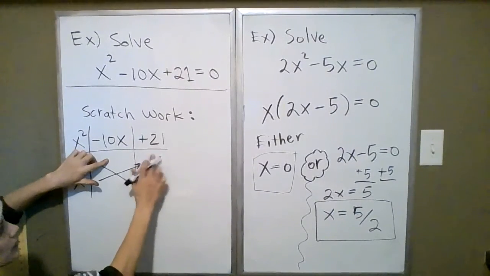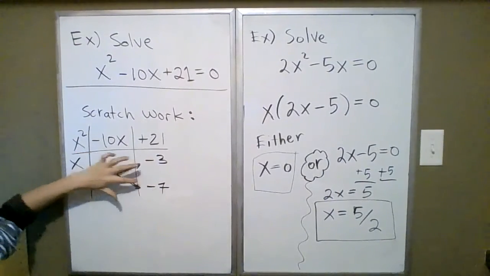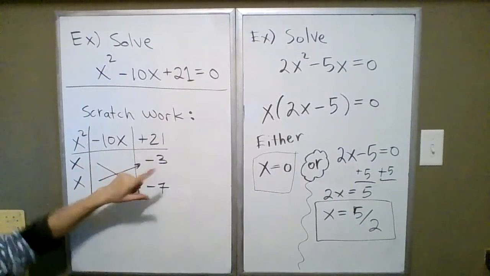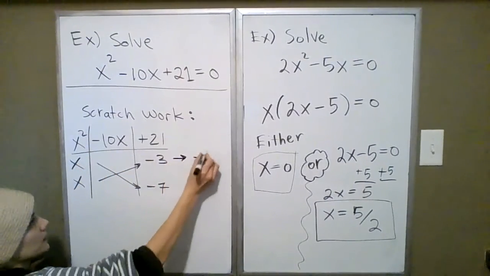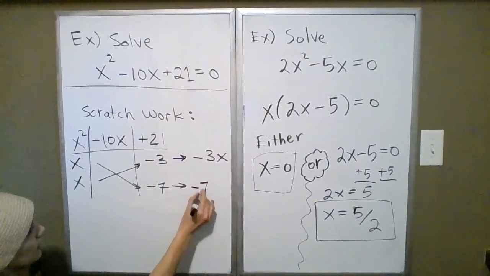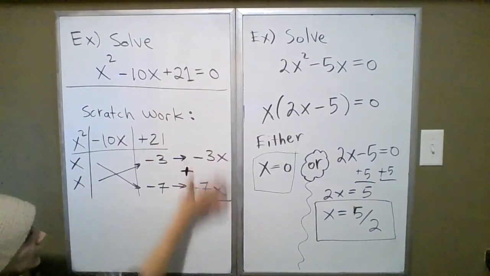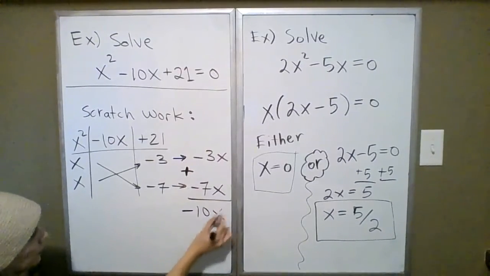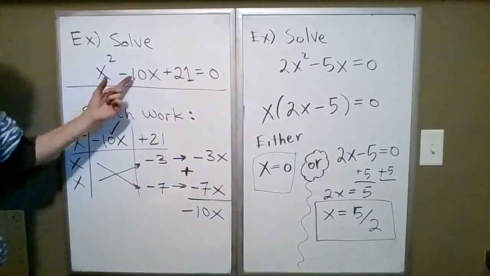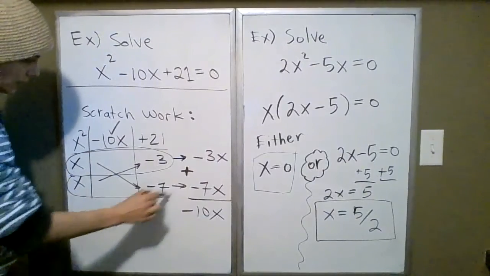So I'm going to make this negative 3 and negative 7, which those two multiply to positive 21. But this side is now negative 3x. The other one is negative 7x. And then you add your bits together. It's negative 10x, which is the middle term. Okay, so this side will factor into x minus 3 times x minus 7.